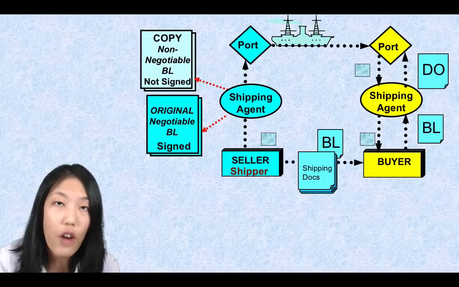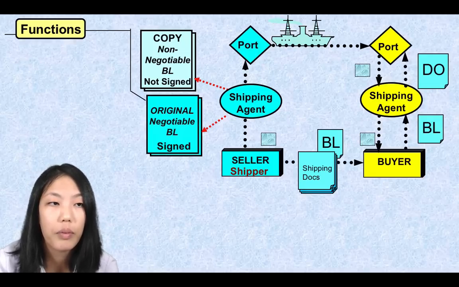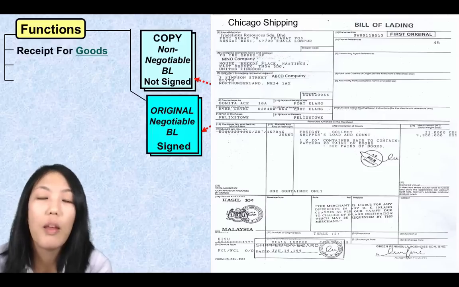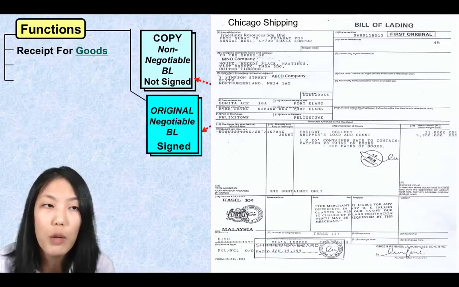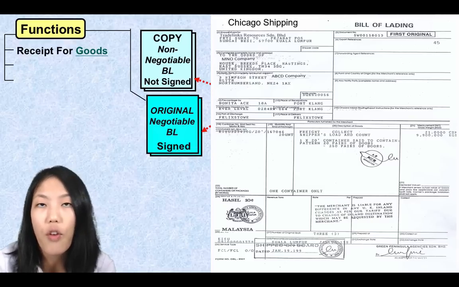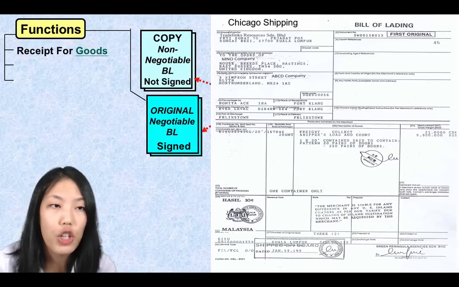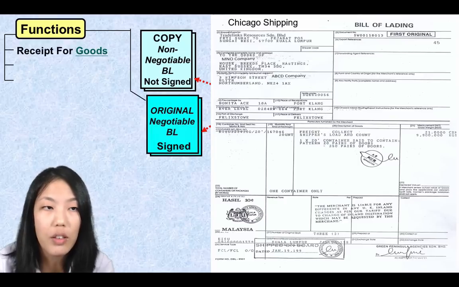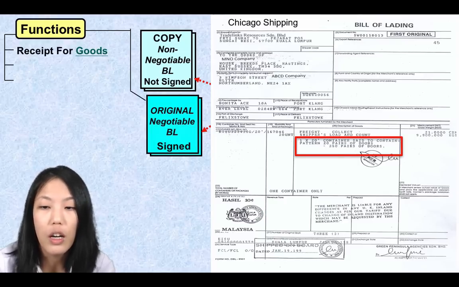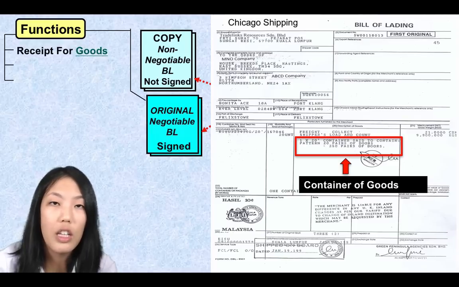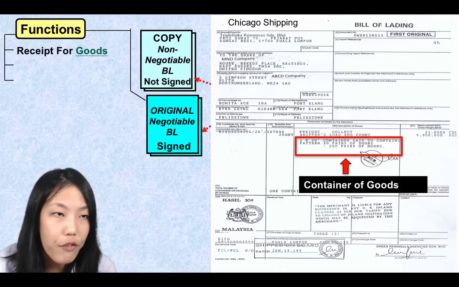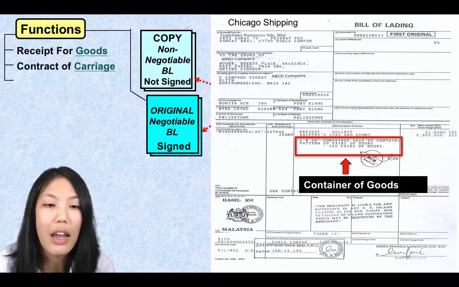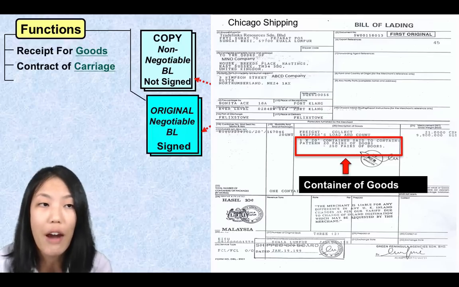Next, we will look at the functions of the bill of lading. The bill of lading acts as a receipt for goods. The seller has passed on valuable goods to the shipping agent. The bill of lading acts as a form of receipt that the shipping agent received the goods. As you can see in this document over here, this is the container of goods specified on the bill of lading.